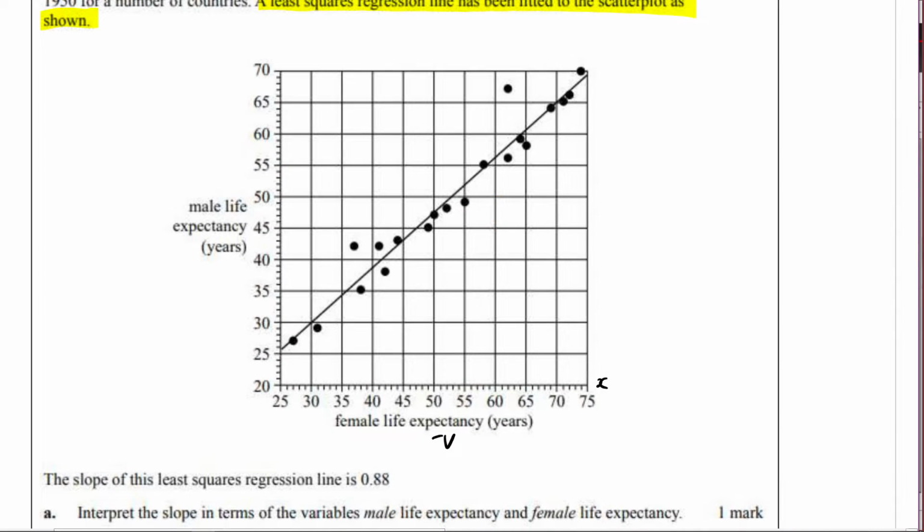The first thing that I want to identify is that my male life expectancy has been placed on the y-axis, which means it's the response variable, and the female life expectancy has been placed on the x-axis, which means it is my explanatory variable. It's important that we identify that from the beginning, because what that means is that my least square regression line is going to look like male is equal to A plus B times female. That's what it's going to generally look like.